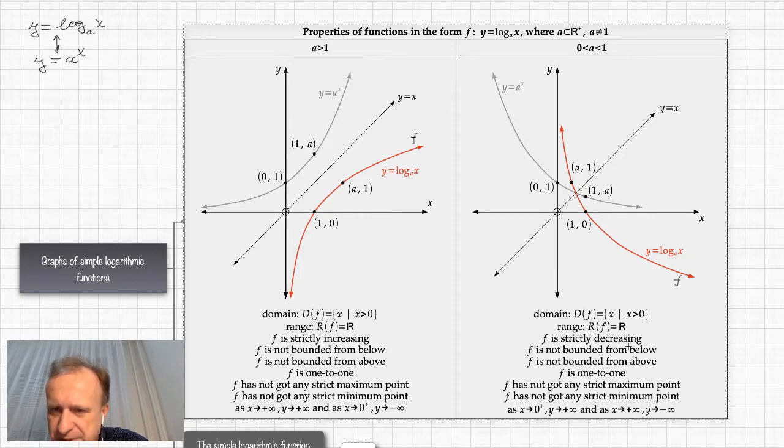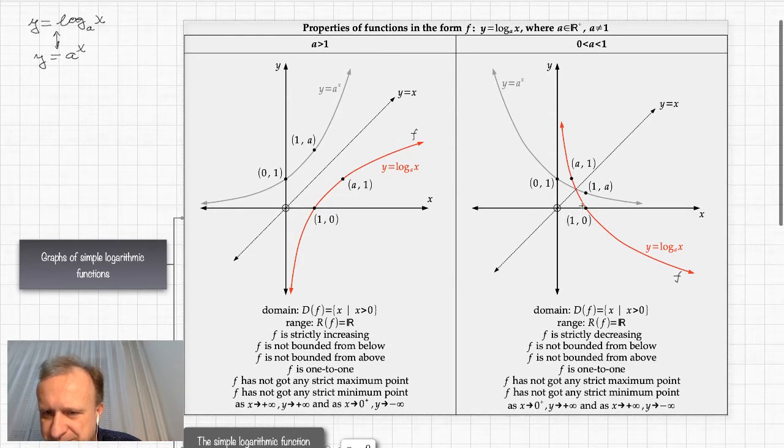It is strictly decreasing. It's not bounded from below nor bounded from above. It's 1-to-1 because also its original was 1-to-1. It has not got any strict maximum point nor any strict minimum point. And as for the asymptotic behavior, as x approaches 0 from the right, like this, when we approach 0, y approaches infinity. And as x approaches infinity, y approaches negative infinity. So these are the basic properties of simple logarithmic functions.